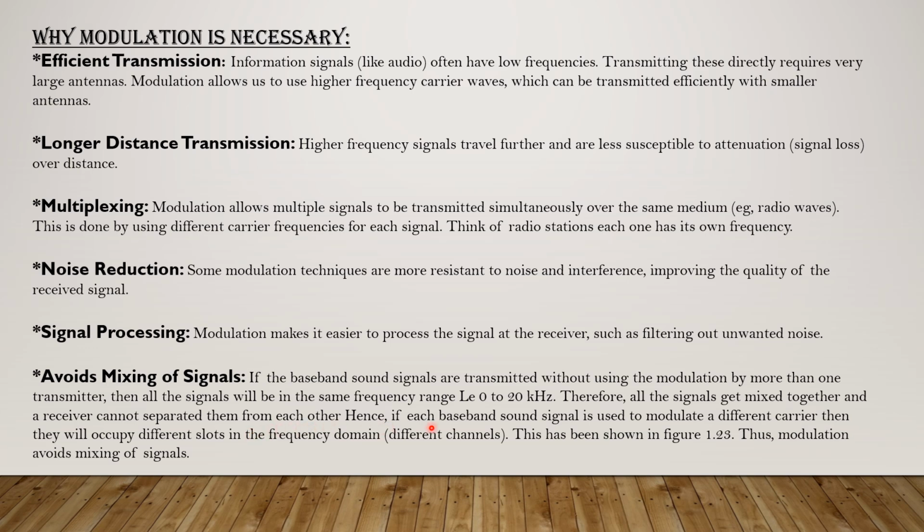Hence, if each baseband sound signal is used to modulate a different carrier, then they will occupy different slots in the frequency domain, that is different channels, we may say. This has been shown in the figure. Thus modulation avoids mixing of signals.